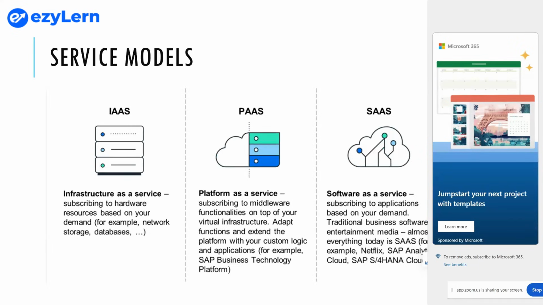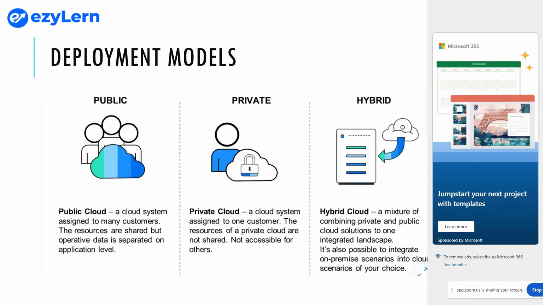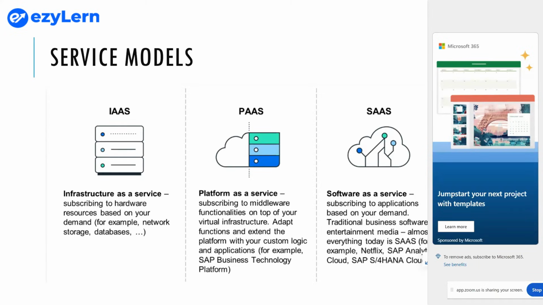Okay, now we have the service models. You can just wrap it up, the service models. It is fine for me. So IaaS is all about your hardware infrastructure resources. Platform services are all about your middleware functionalities. And software as a service is all about your application-based needs on demand, like SAP Analytics Cloud, SAP customer experience, SAP SuccessFactors, and so on.